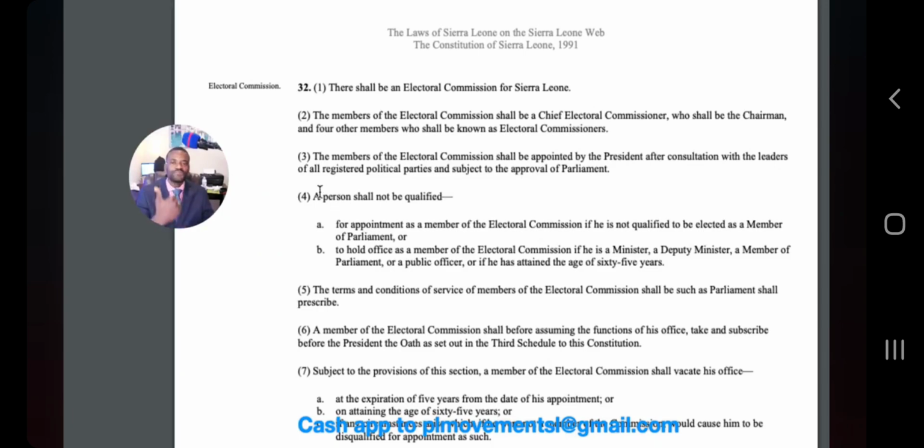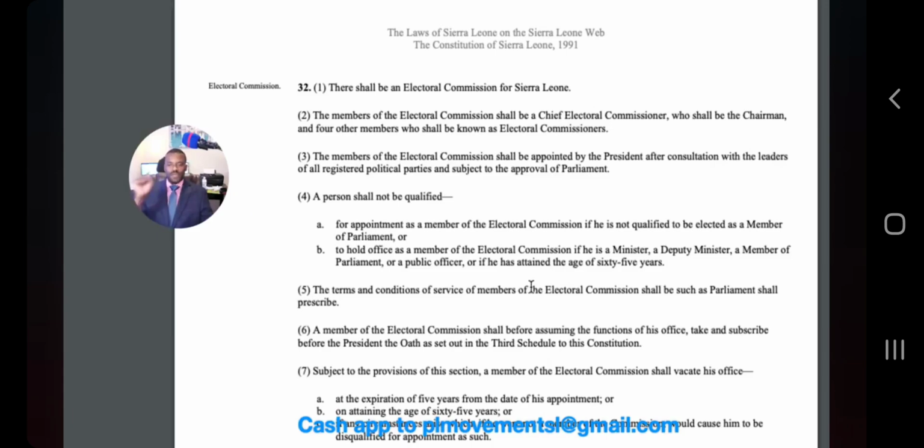So when you look at this, section 4, subsection 4 now, which says, a person shall not be qualified for appointment as a member of the Electoral Commission if he is not qualified to be elected as a member of Parliament, or to hold office as a member of the Electoral Commission if he is a minister, deputy minister, a member of Parliament, or public officer. There's a video to the effect that I did on Facebook, and it's on YouTube also, when I challenged the legitimacy of Mohamed Kanawe Kone, who is the current NEC commissioner.